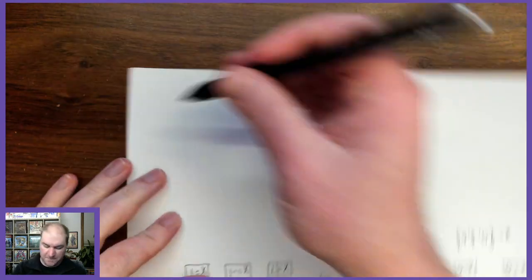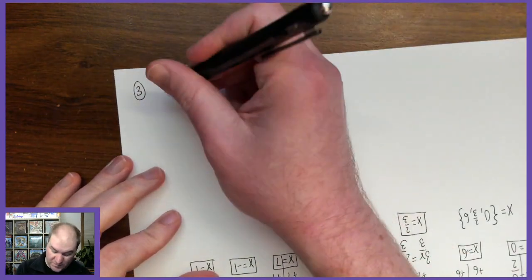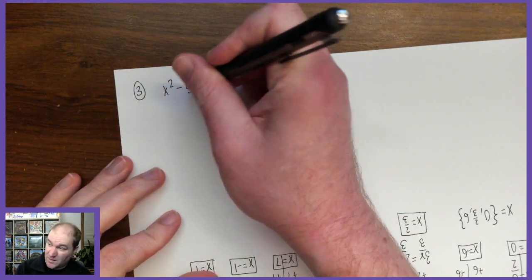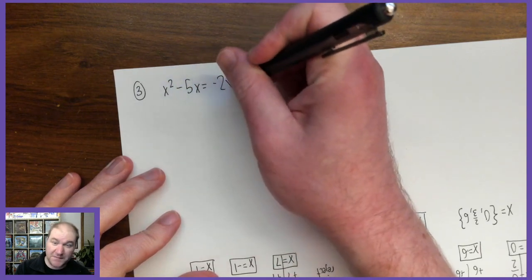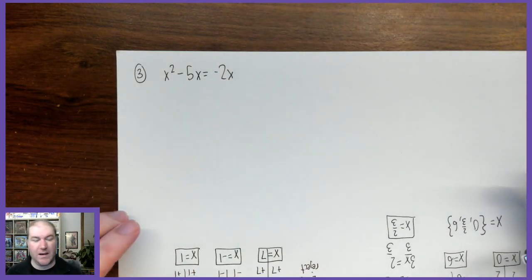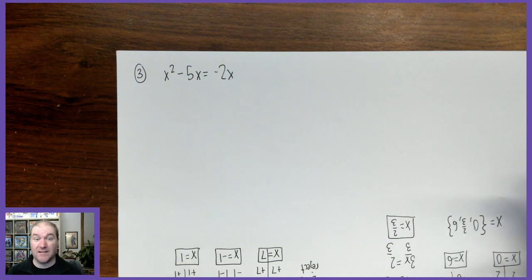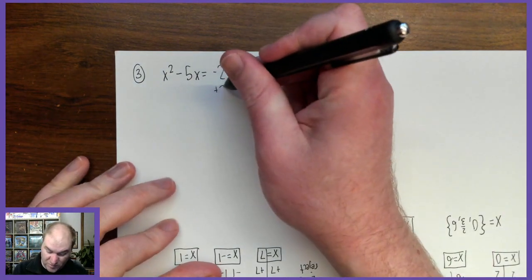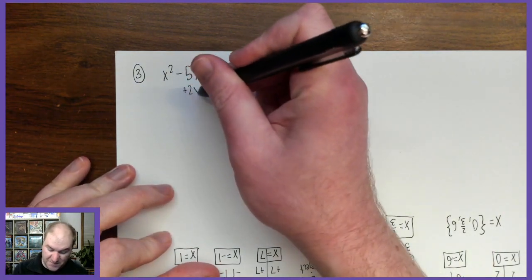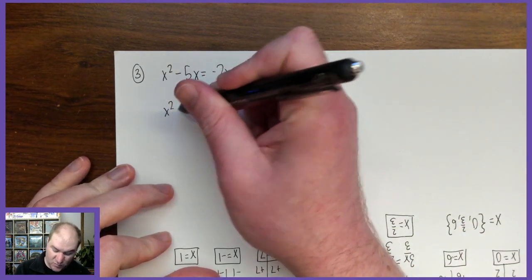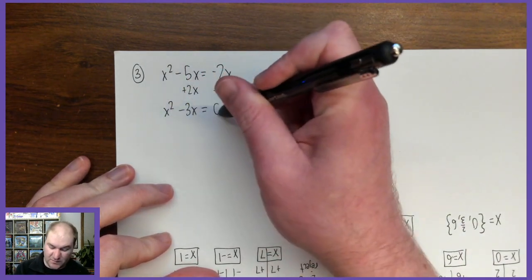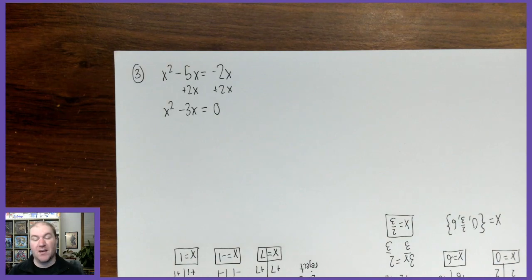Question number 3 wants us to solve this equation by factoring. First step, make sure it's equal to 0. That is not equal to 0, so I'm going to do plus 2x to both sides. And I'm going to get x squared minus 3x equals 0. Now it's equal to 0.